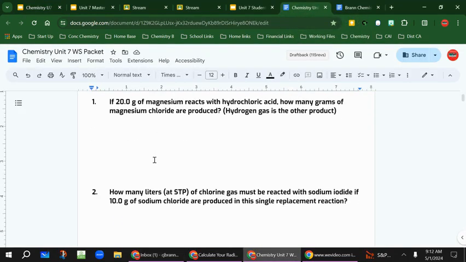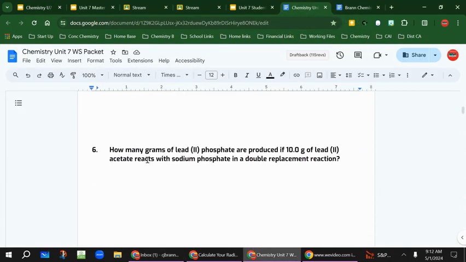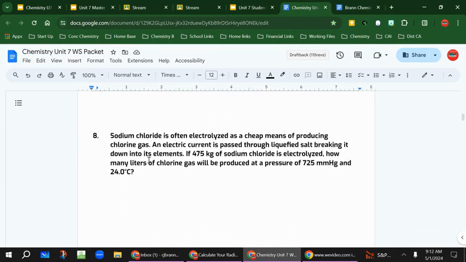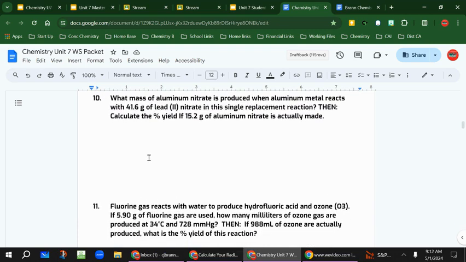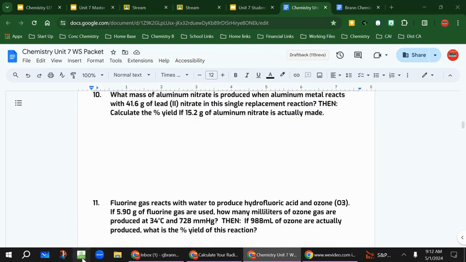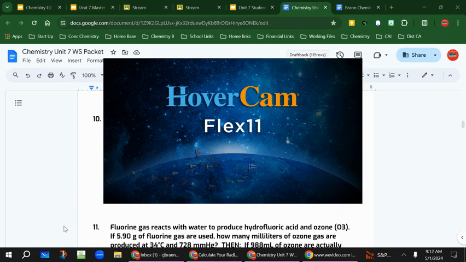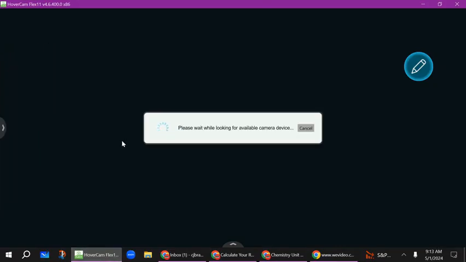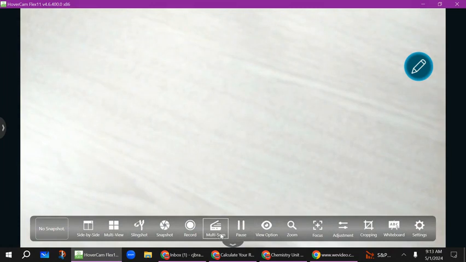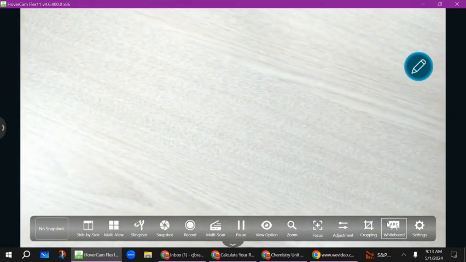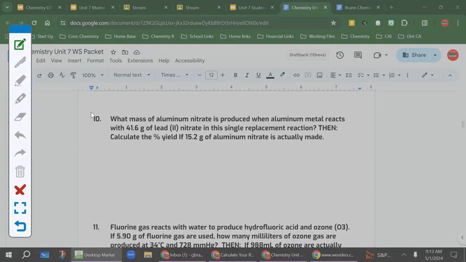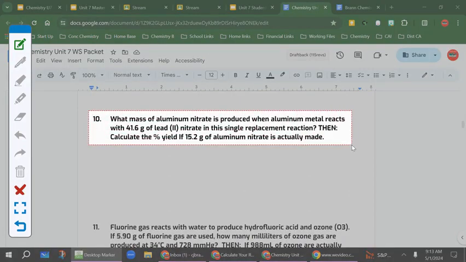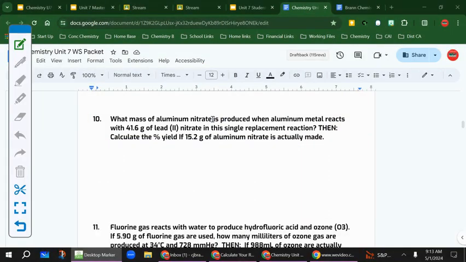All right, ladies and gentlemen. Take out your packet, ladies and gentlemen. Get to number 10 on the first worksheet within your packet. And then the second one. Because I did 2014.